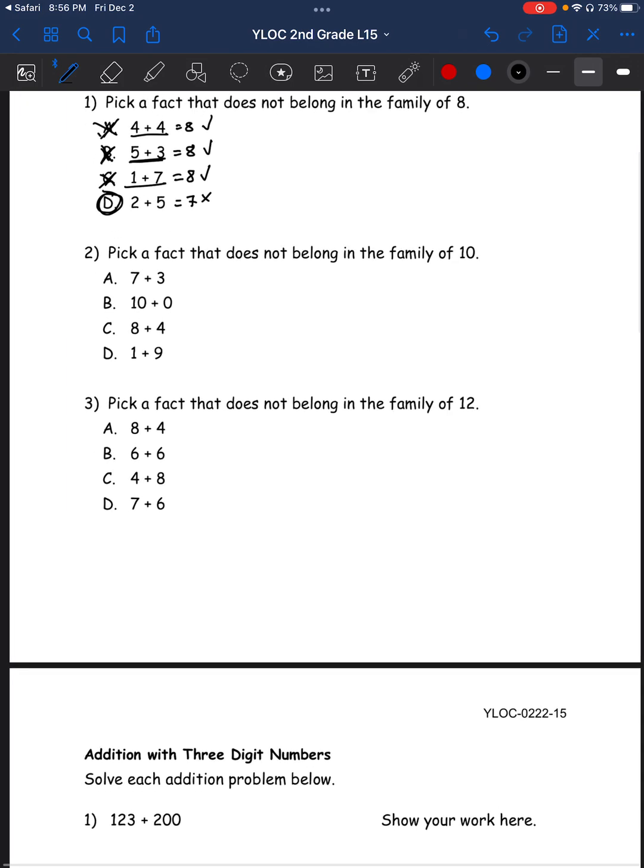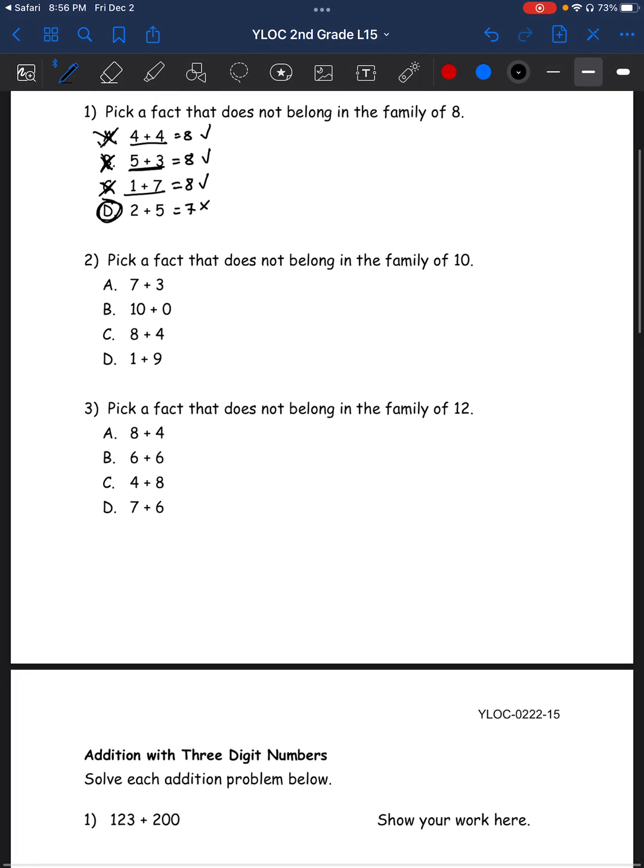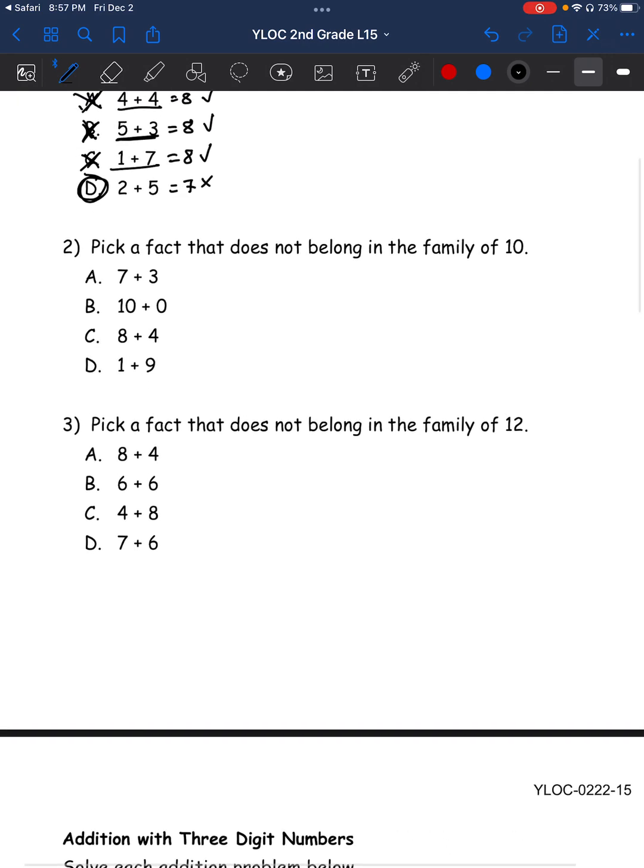Now, number 2, pick a fact family that does not belong in the family of 10. So let's do the same thing. 7 plus 3, that equals 10. So that checks out. So we cross this out. 10 plus 0, 10 plus nothing, also equals 10. So that checks out as well. So we remove that. 8 plus 4, now that doesn't equal 10, right? That equals 12.